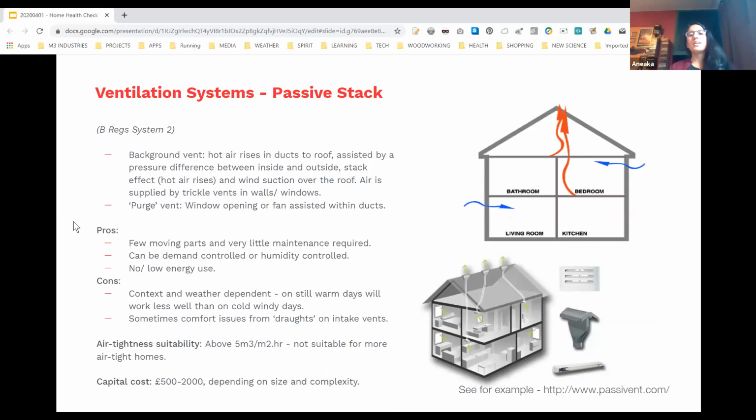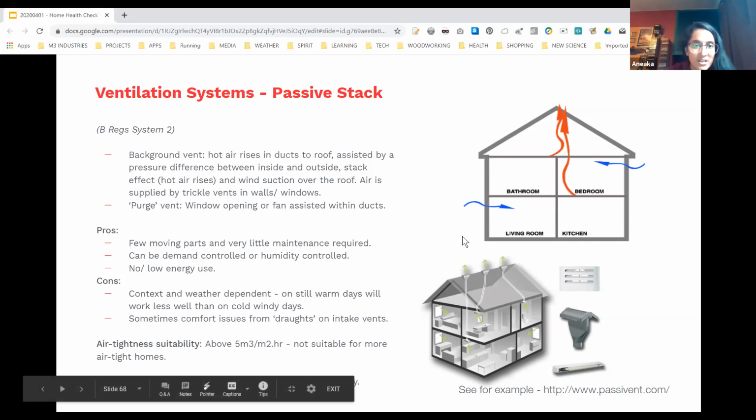Another system is a passive stack. So this is not mechanical. You have a designer who will look at your home and explore how they can encourage air to move through your house. Usually you have your inlets in your dry areas, so your living room or bedroom, and then you pull warm, moist air, and air from other parts of your house through some kind of stack mechanism. So I guess they could use a chimney, or sometimes they'll put in ducts.